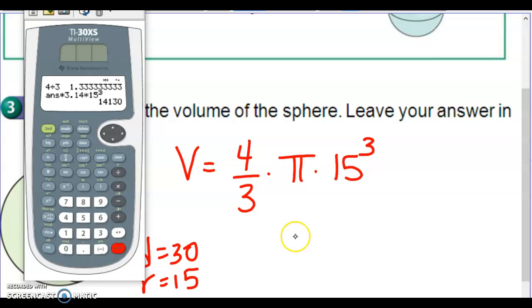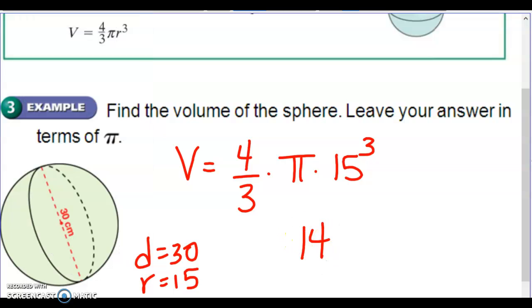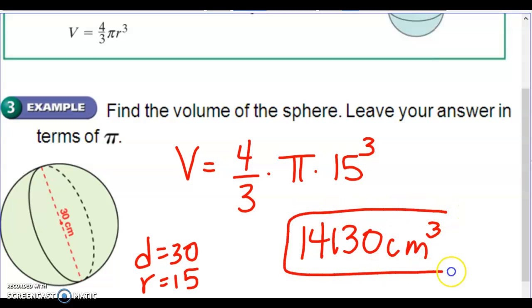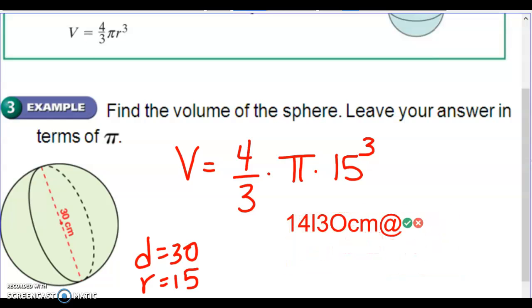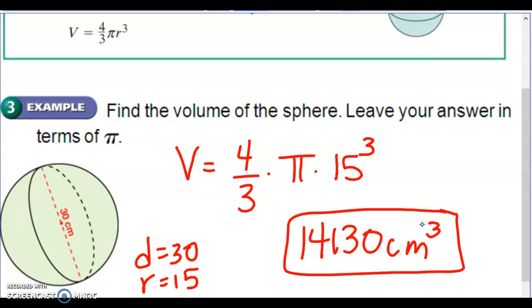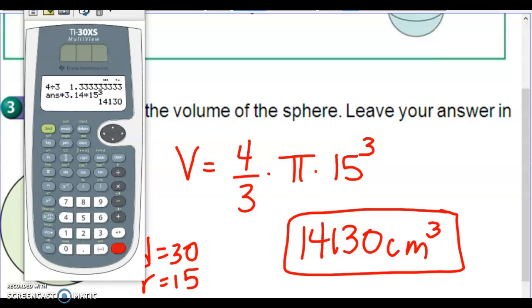All right, so my answer is 14,130 centimeters cubed. Okay. I know on this one it did say leave your answers in terms of pi. However, on your homework it'll say round to the nearest tenth. So that's why I did type in the pi on my calculator.